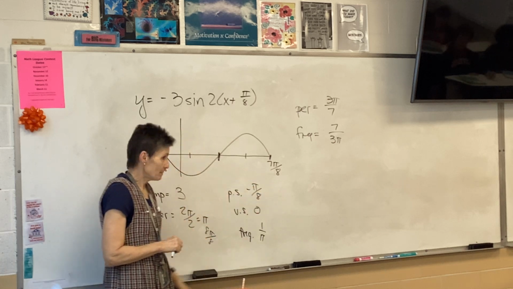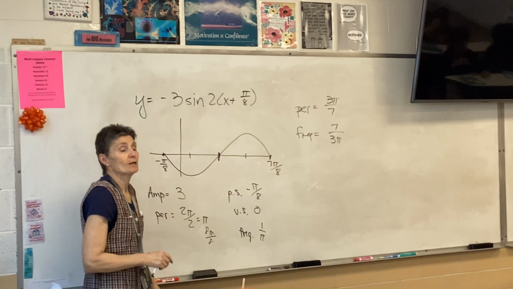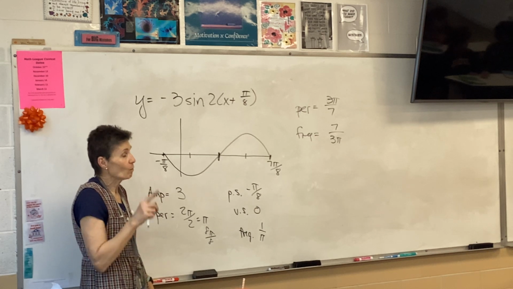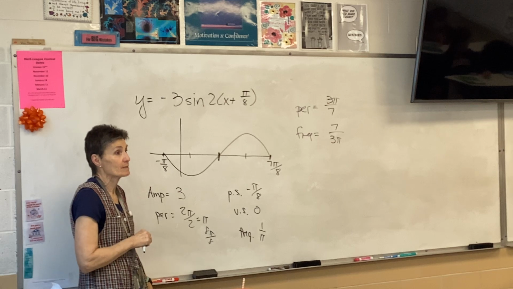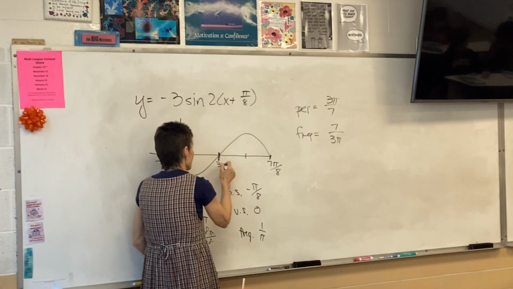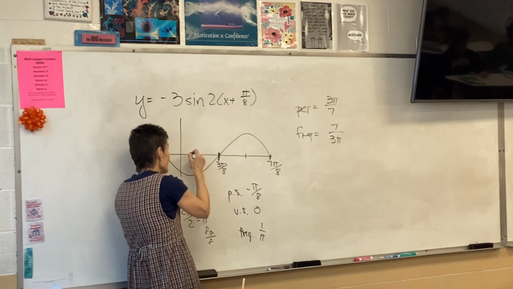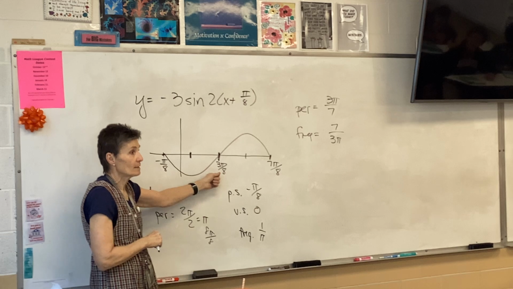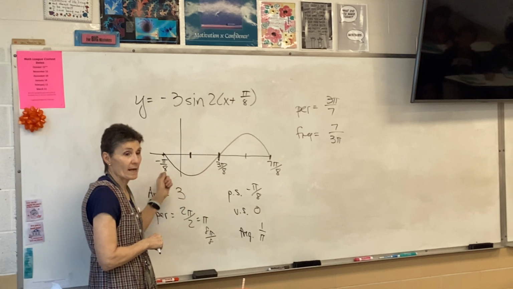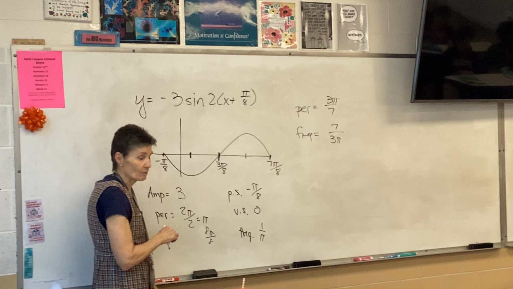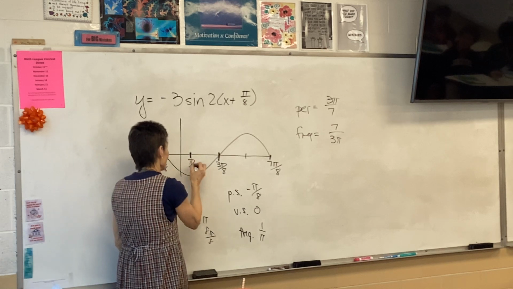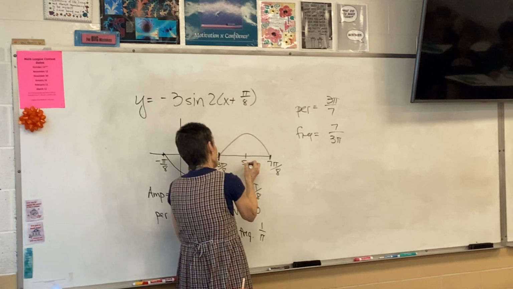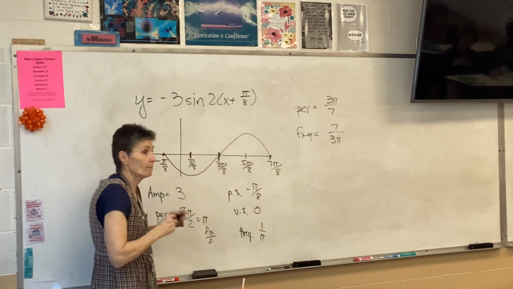This guy is right in the middle of negative 1 and 7. The midpoint, the average of negative 1 and 7 is 3, because negative 1 plus 7 is 6, divided by 2 is 3. So this is 3/8. This is going to be the middle of negative 1 and 3. So negative 1 and 3 is 2, divided by 2 is 1. And 3 and 7 makes 10, divided by 2 is 5. Problem finished.